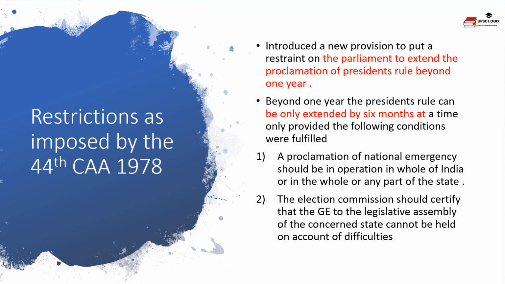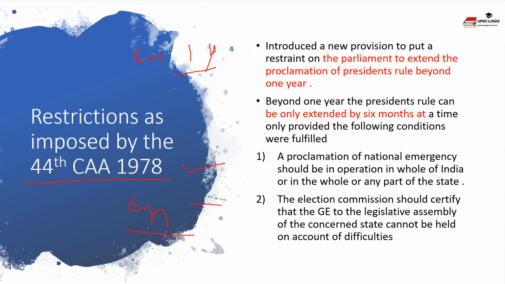The 42nd Constitutional Amendment Act of 1976 actually increased the period of extension of president's rule in any state from 6 months at a time to 1 year. So the parliament could extend the presidential rule by 1 year, and this was brought down by the 44th Constitutional Amendment Act of 1978 back to a period of 6 months. So the presidential rule could only be extended by 6 months and then it had to be approved again.